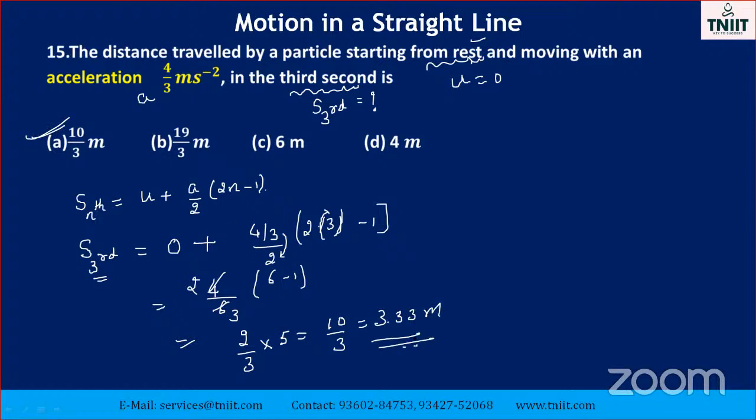So what is the distance traveled by the particle in the third second? The distance traveled by the particle in the third second is given by the value 3.33 meter, or you can take 10 by 3 meter. So which is the right option? Option A is the right answer.